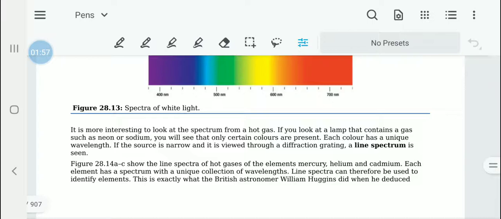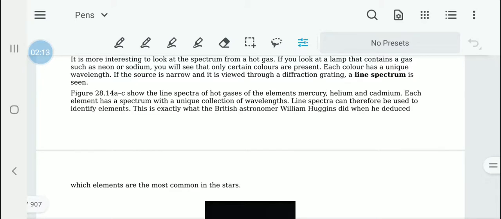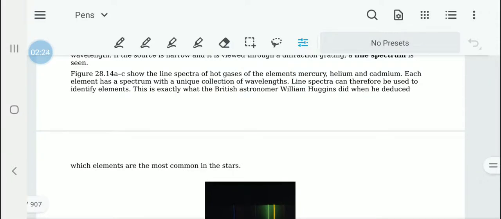Now, if the source is narrow and we use a diffraction grating, we will be able to see the line spectrum. When you take the line spectrum of hot gases like mercury, helium, and cadmium, we will be able to see a spectrum with unique wavelengths. These unique wavelengths would be observed as different colors.